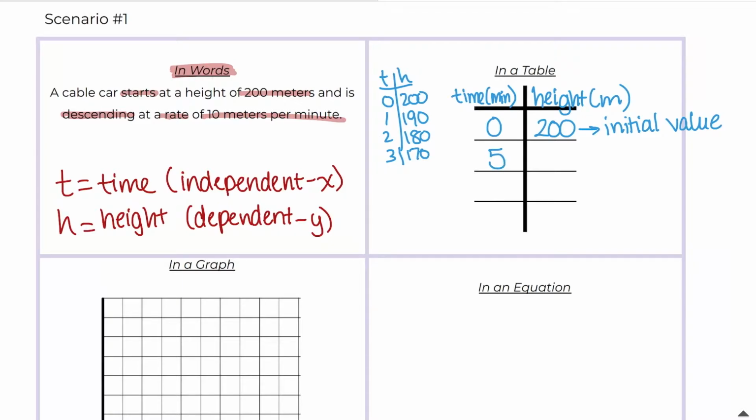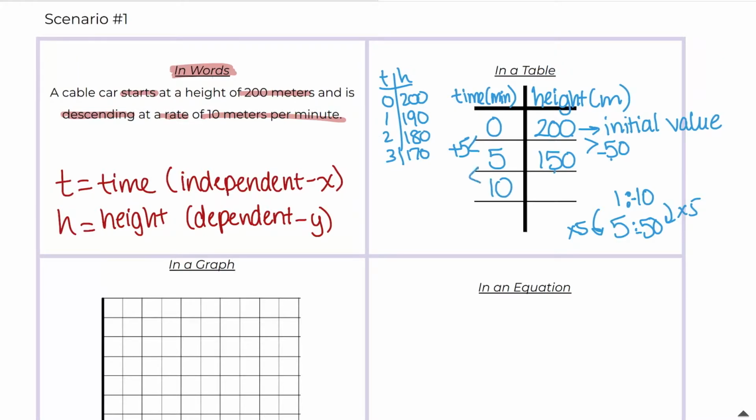If it's going down at a rate of 10 meters per minute, then we know that in 5 minutes, it's going to go down by 50 meters, because 10 meters per minute, multiply each one by 5. 1 minute is 10 meters, so 5 minutes is 50 meters. This is where these equivalent ratios are really helpful. But it's going down, so we're going to have negative 50. So this should be 150, because 200 minus 50 is 150.